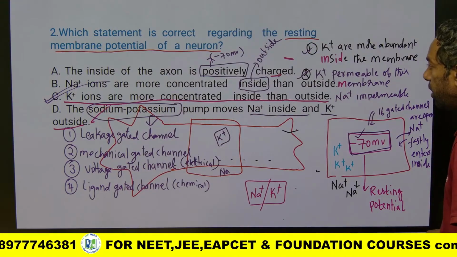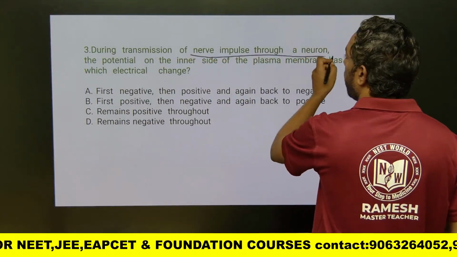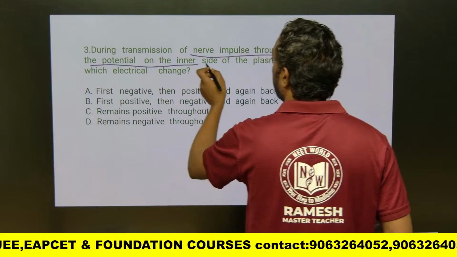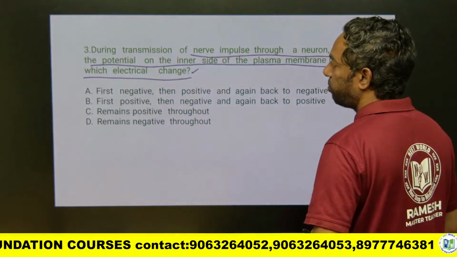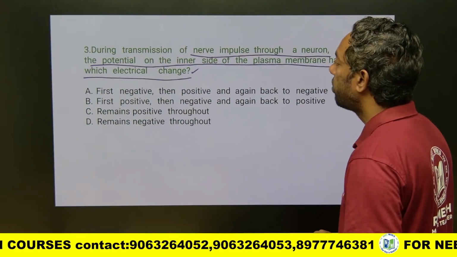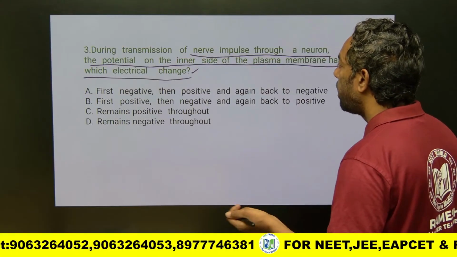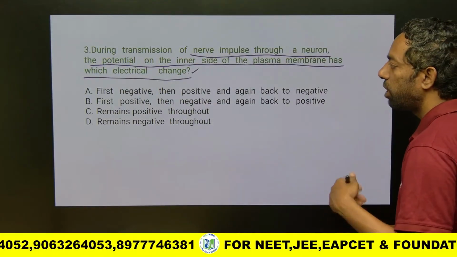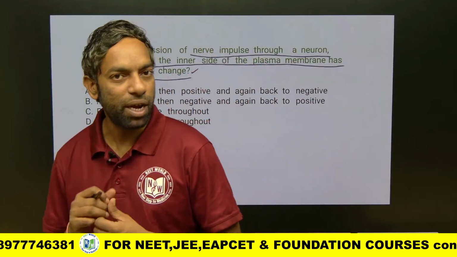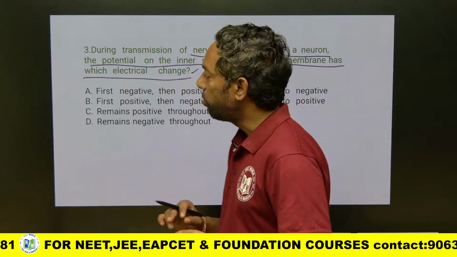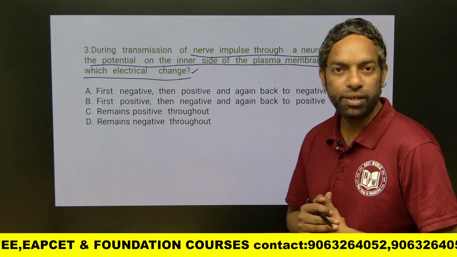Next question. During the transmission of nerve impulses through a neuron, the potential on the inner side of the plasma membrane as electrical charge: first negative, then positive, again back to negative; first positive, then negative, again back to positive; remains positive. This question came in the previous class, but there was a mic problem and no sound for this question, so that is why I am explaining it again. This is an important question for NEET.